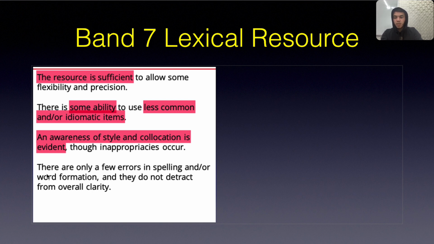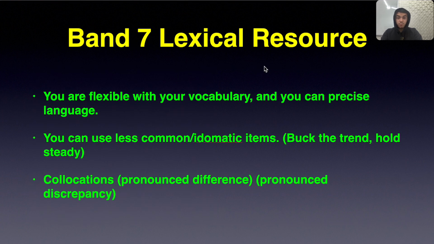Look at them. So there are only a few errors in spelling. Few means it's usually 4 or 5, okay? If we were to quantify it, it's usually 4 or 5 in spelling and/or word formation. Okay, next slide. So if you're Band 7 lexical resource, then you're flexible with your vocabulary. You can use precise language. You can use less common idiomatic items.